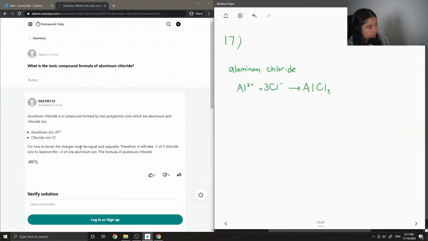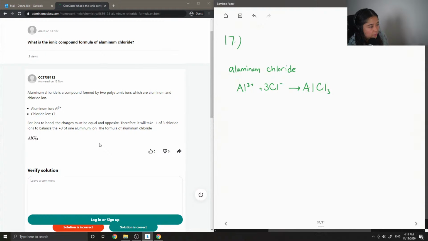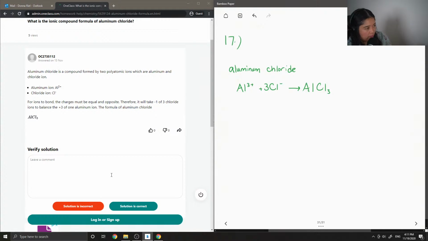Okay, so the junior tutor said aluminum chloride is a compound formed by two polyatomic ions. Not really polyatomic, but which are aluminum and chloride. For ions to bond, the charges must be equal and opposite. Therefore, it will take -1 of 3 chloride ions to balance the +3 of 1 aluminum ion. Formula of aluminum chloride is AlCl3.